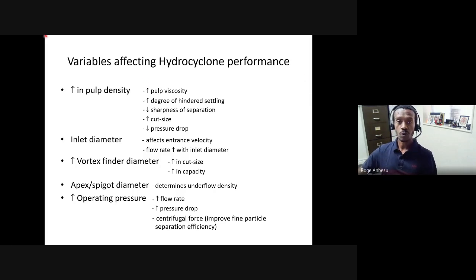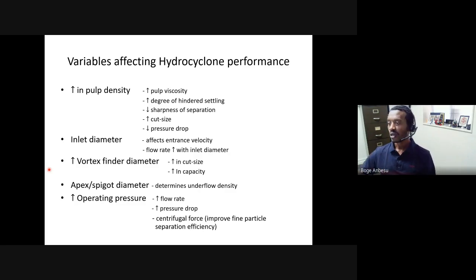Instead of drawing more coarse particles to the wall, coarse particles will exit through the discharge to the overflow and join the fine particles. And the same is true if, for example, I increase the vortex finder. I told you the vortex finder is where the fine particles exit from the cyclone. If I make that wide, then I'm allowing more particles to go through the vortex finder. So in this case, not just fine particles exit, but coarse particles will also exit through the vortex finder. I increase the cut size.